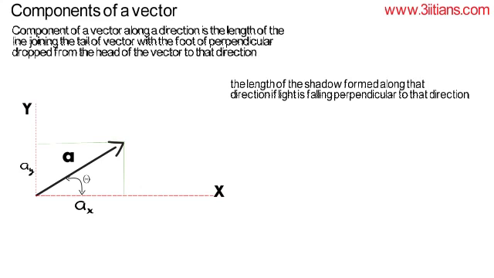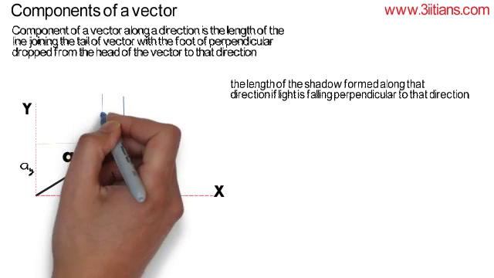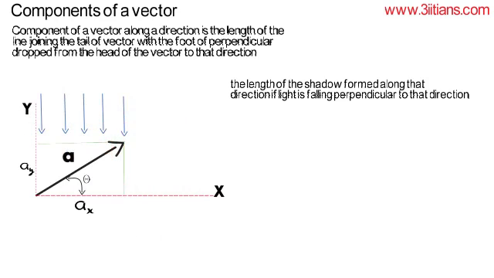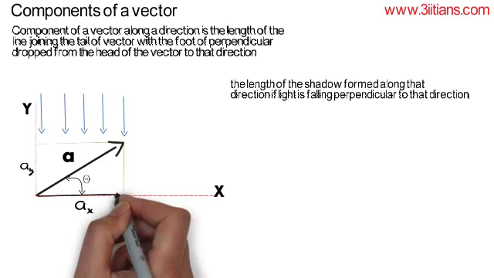So let us say if we want to find the component of the vector along the x direction, we will allow light to fall perpendicular to the x-axis. So let us say these are the light rays falling perpendicular to the x-axis. We just have to find the length of the shadow formed along the x-axis. If light is falling from above, we can very easily visualize that the shadow will fall over this much length.